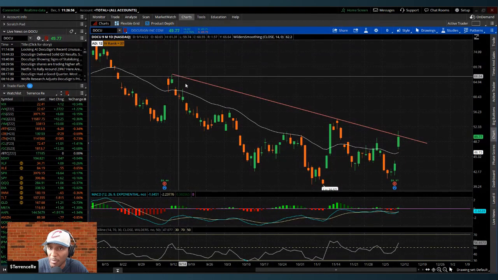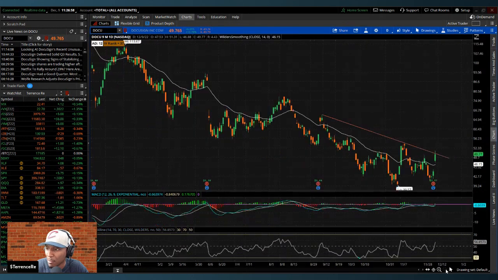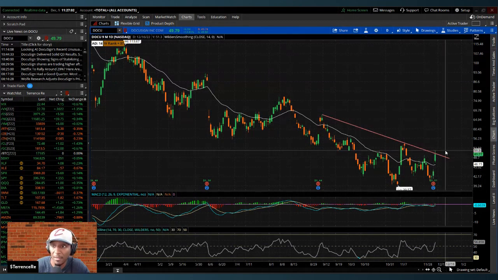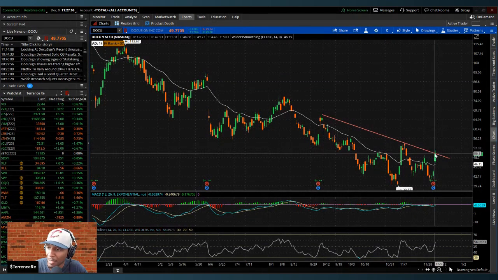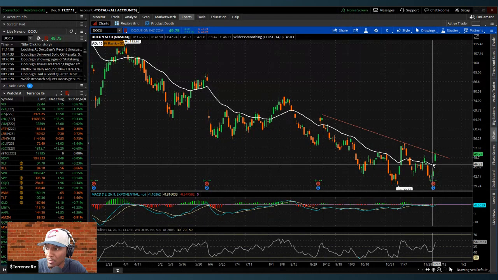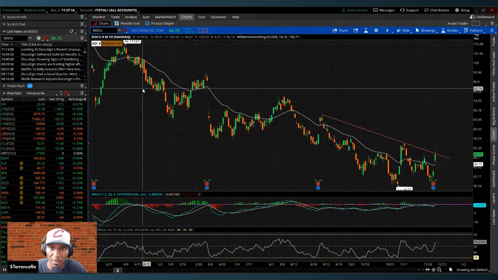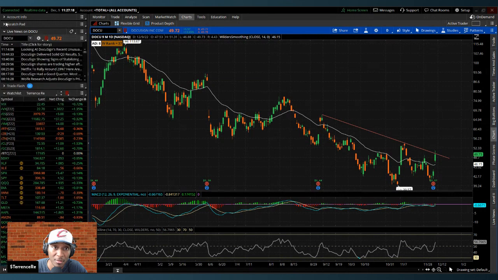So if you're a believer in DocuSign though, this might be your go time. You know, you might say, hey, I'm just gonna get in and hold it and see what happens, right? I do like it once it gets out of this trend line though. You can get in right here, like I said, use this gap as support. It's a possible buy.